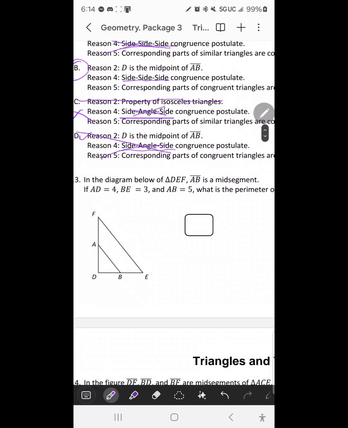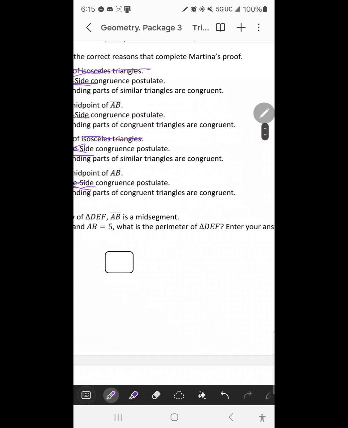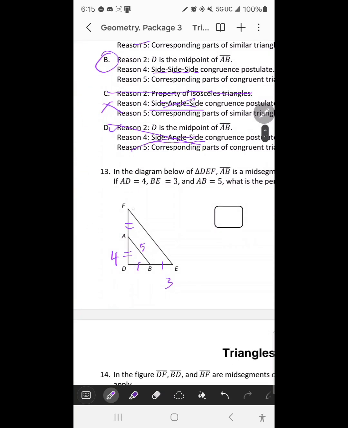13. In the diagram below, in triangle DEF, AB is a mid-segment. Okay, mid-segment just means that it divides this side into equal parts and this side into equal parts. So this one will be equal to this one and this one will be equal to this one. Now, if AD is 4, BE is 3, and AB is 5, what is the perimeter of DEF? DEF, so the big triangle.